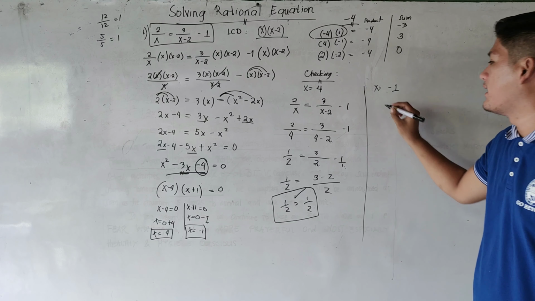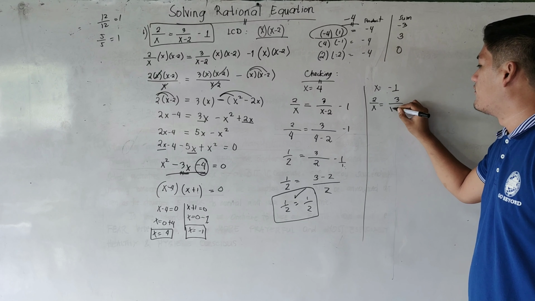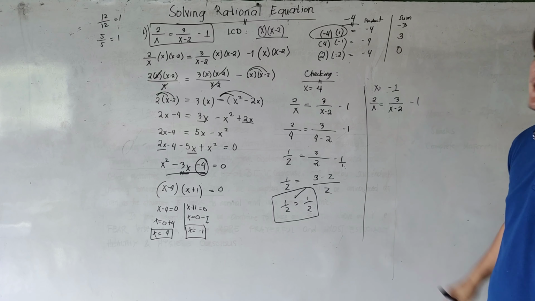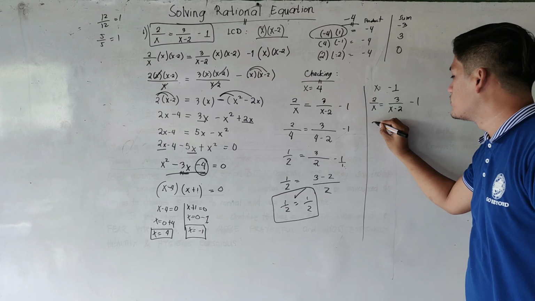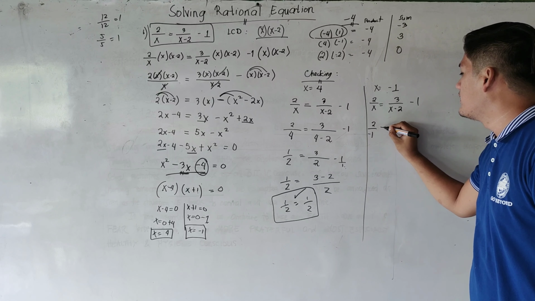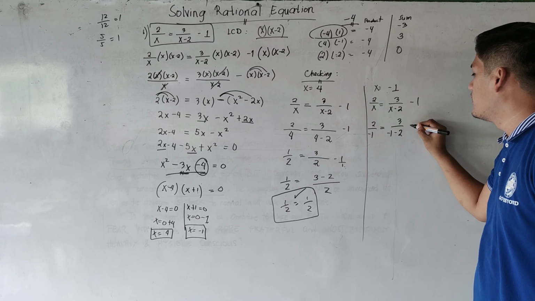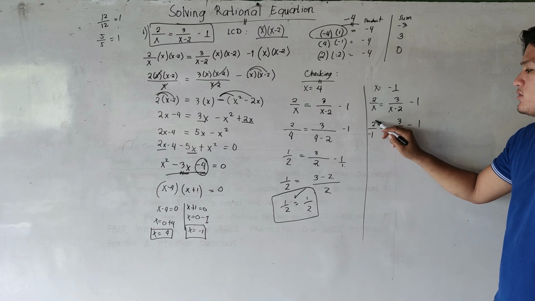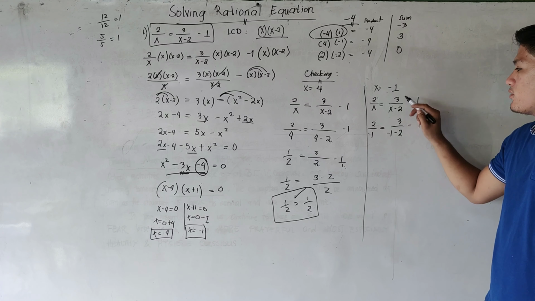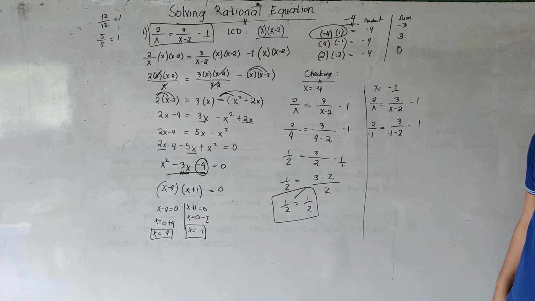We need to apply checking. So the equation is 2 over x is equal to 3 over x minus 2 minus 1. Substitute the value of x, which is negative 1. So 2 over negative 1 is equal to 3 over negative 1 minus 2, minus 1.